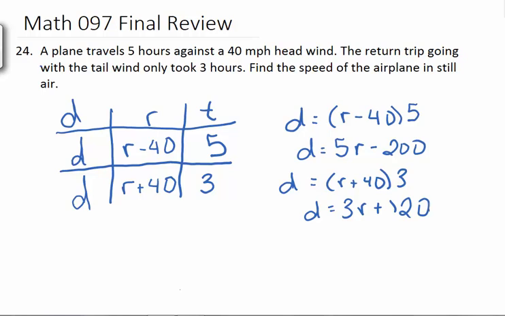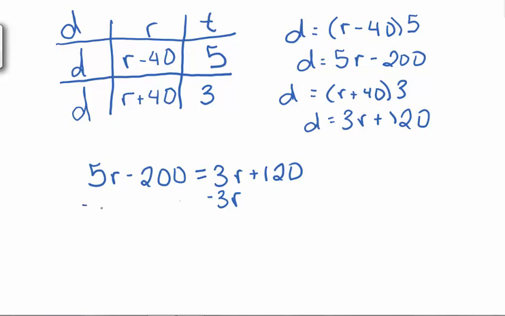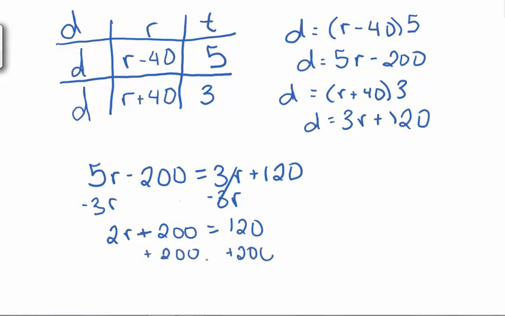So now I have two equations. And so I can solve for R, the rate, which is what I want to know, their speed. I have that the distance is 5R minus 200. And then it's also 3R plus 120. We want to get the variables on the same side, so I'll subtract 3R. That gives 2R minus 200 is equal to 120. Adding 200 to both sides to get the constants on the same side, I get that 2R is equal to 320.